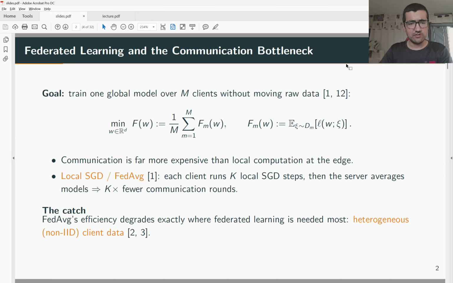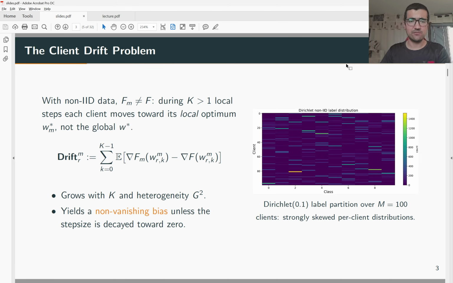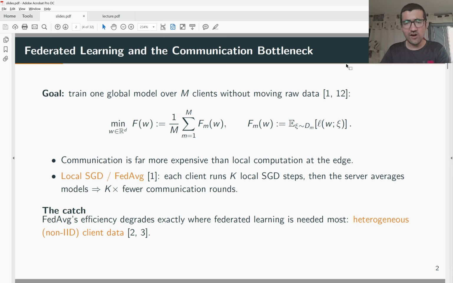In federated learning, we want to train a single global model over M clients, phones, hospitals, edge devices, without ever moving their raw data. Formally, we minimize the average of the local objectives, where each client's objective is just its expected loss on its own data. That's the equation you see here. The defining systems constraint in this setting is that communication is far more expensive than local computation.